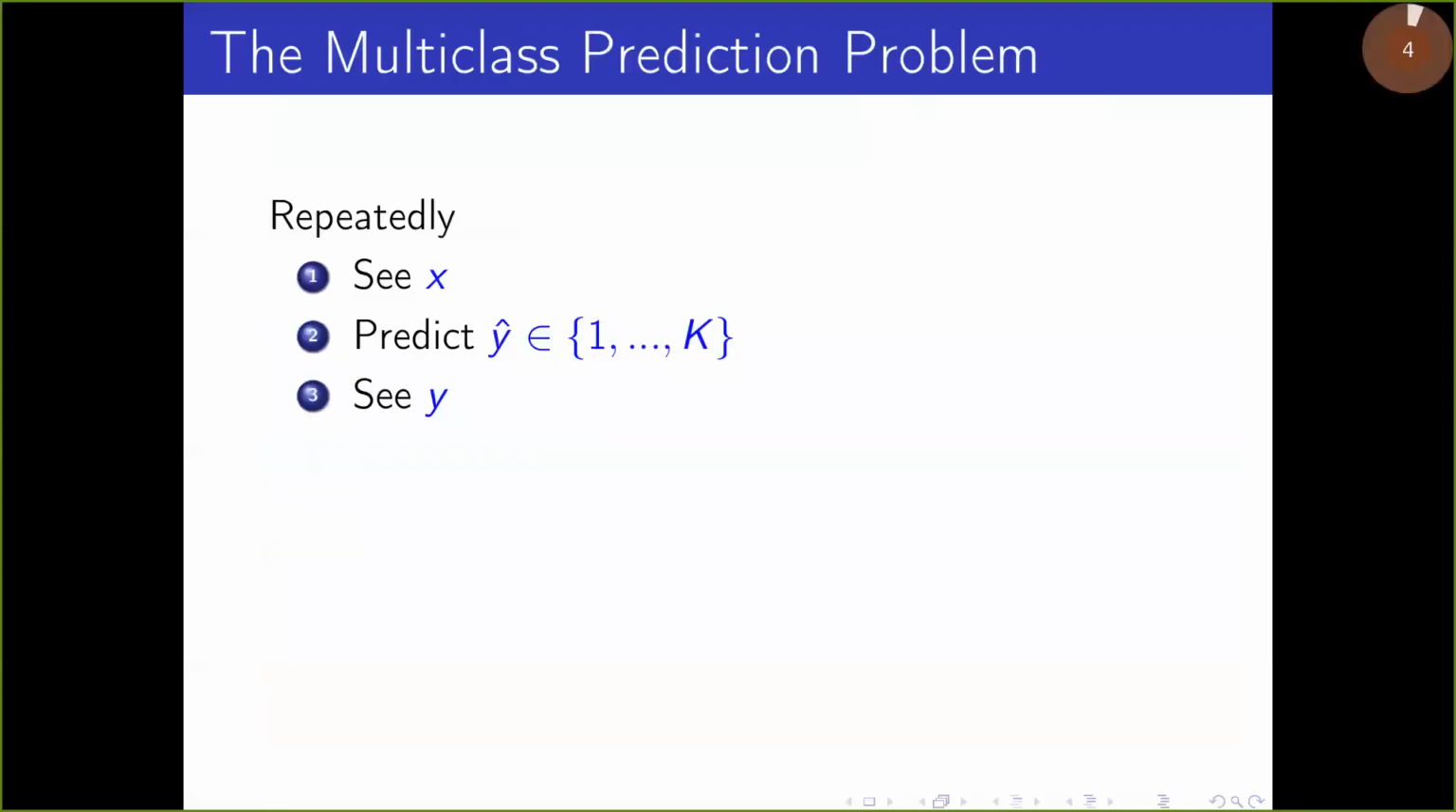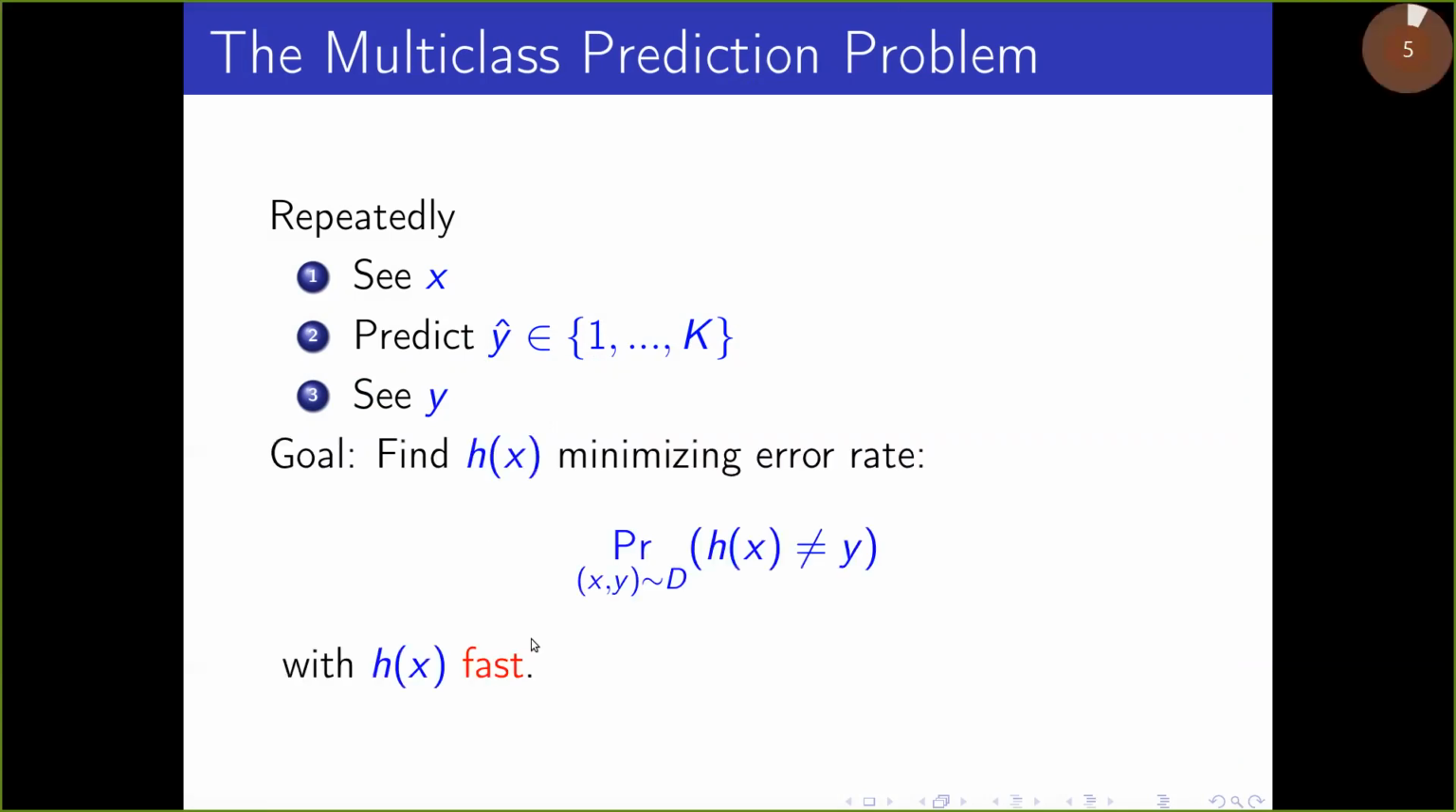The problem today is very simple. It's just multi-class prediction. You see features, you predict some label, and then you learn the truth. That repeats over and over again. The only twist is that you want to minimize the error rate, and you want to do it fast. I'm looking for something which is logarithmic time, both at testing and training. I think it's important to have it in both cases. Some people have worried about logarithmic test time but linear train time. I think that doesn't really work when you get up to 10 billion or whatever.